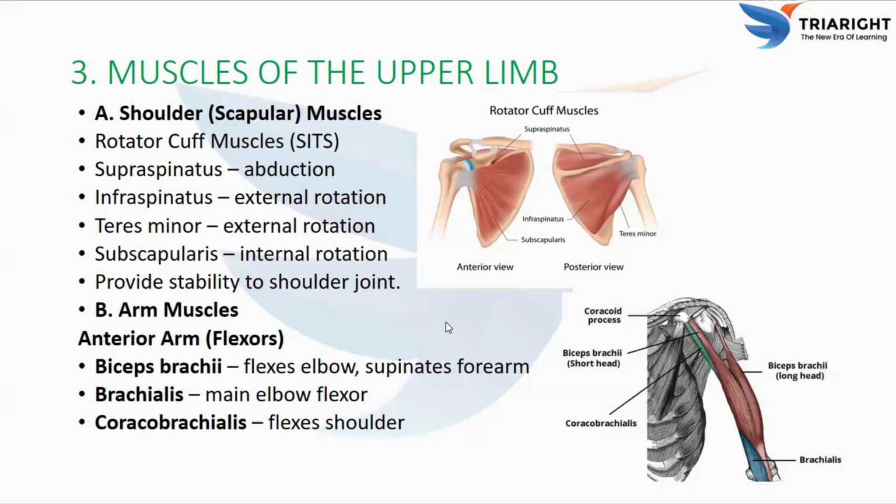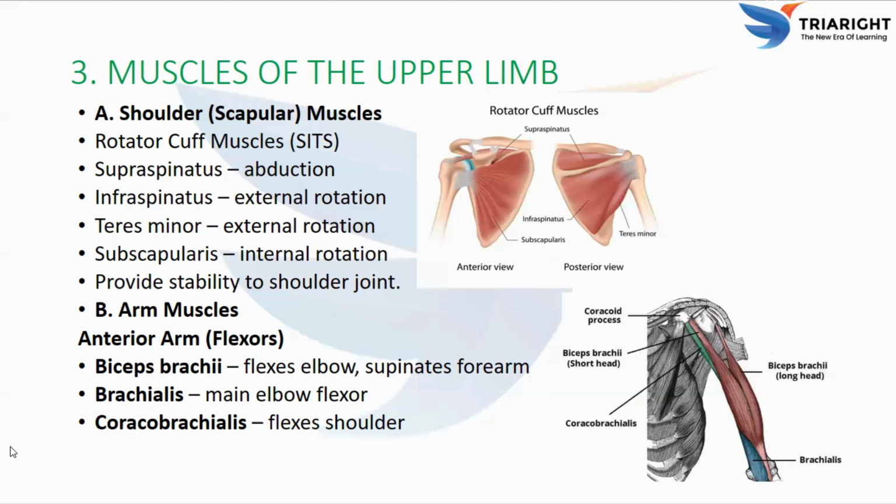So what is the main function of the rotator cuff? It stabilizes the shoulder joint, especially during movement. So it holds the head of the humerus tightly into the glenoid cavity. You can clearly see the rotator cuff muscles in the picture. This is the anterior view of the rotator cuff muscle and this is the posterior view. In both of the views, you can find the 4 muscles over here.